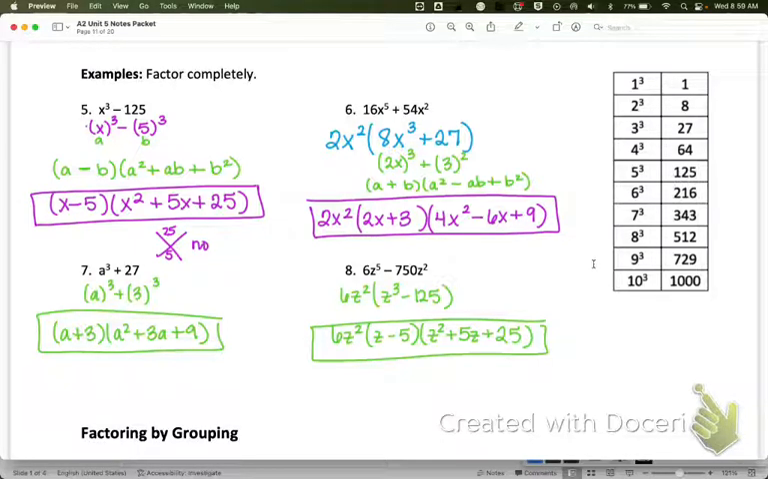So pay attention, again, sum of cubes, difference of squares only. Never addition for perfect squares, okay? And there are how we do our sum and difference of cubes.